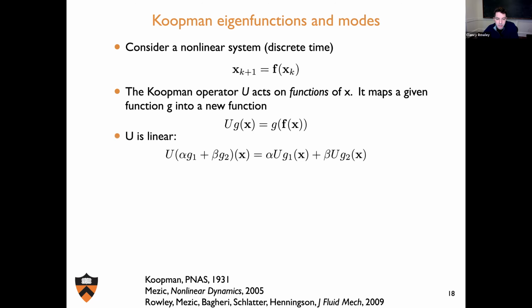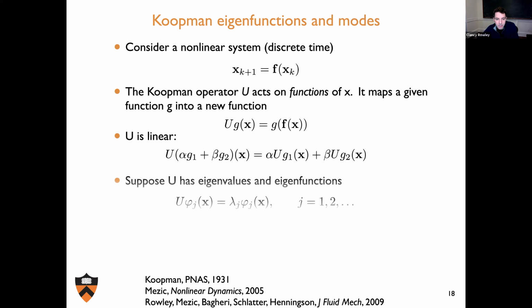composition with f. So this is a linear operator, because if you look at U acting on the function alpha g1 plus beta g2, that's just alpha U of g1 plus beta U of g2. That's how function composition works. So if it's a linear operator, it could have eigenvalues and eigenfunctions, lambda_j being the eigenvalues and phi_j being the eigenfunctions. Now it turns out that DMD can compute.